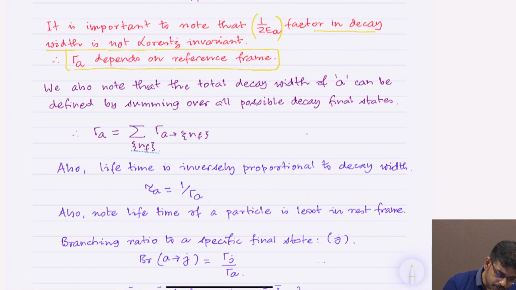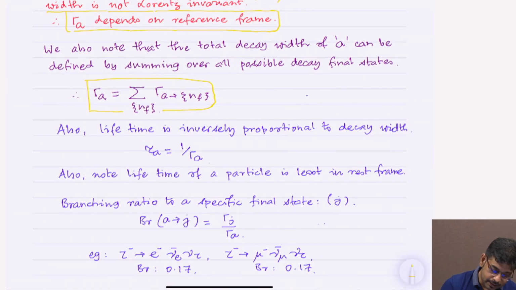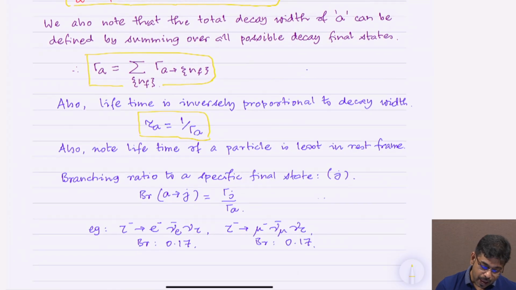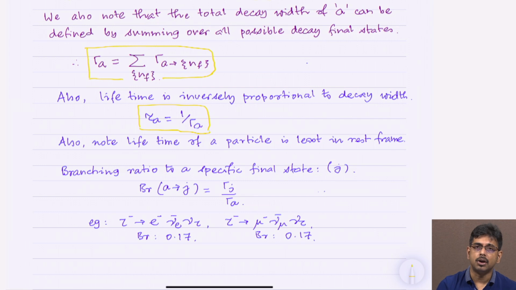So this is an interesting point. A particle can decay to different final states. We will take many examples of such kind, and in that case the total decay width of that particle will be the sum over all these possible decay final states, and the lifetime is essentially the inverse of the decay width, right. This is something that we all know, and we also define something called a branching ratio. The branching ratio to a specific final state is stated in this way: you calculate the decay width to that specific final state and then divide by the total decay width of that particle.